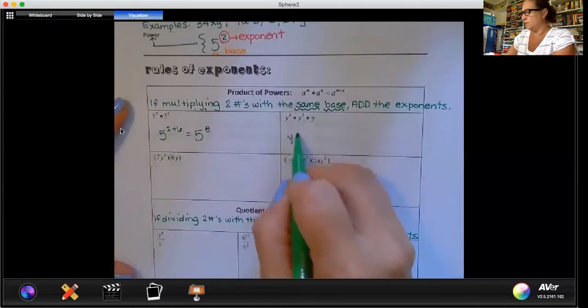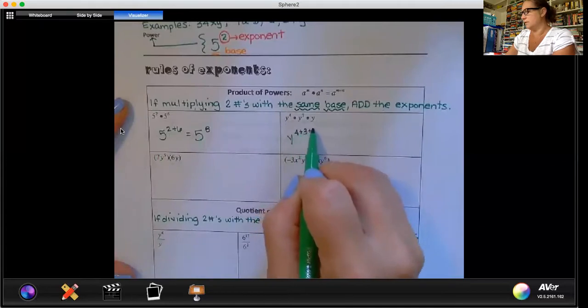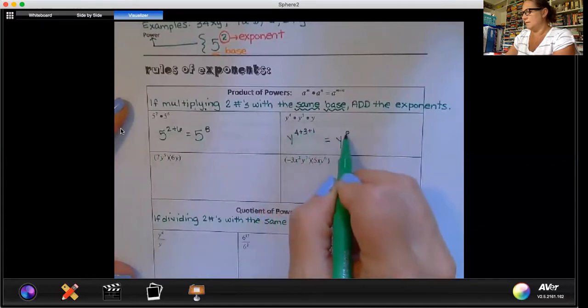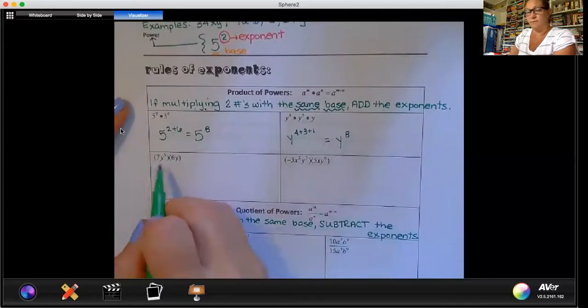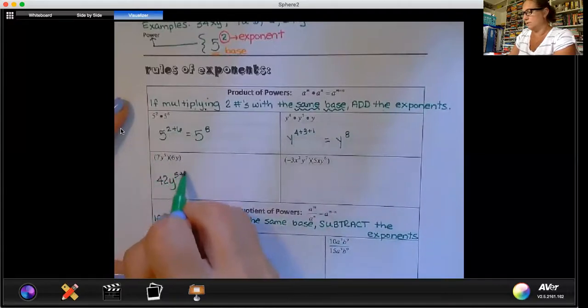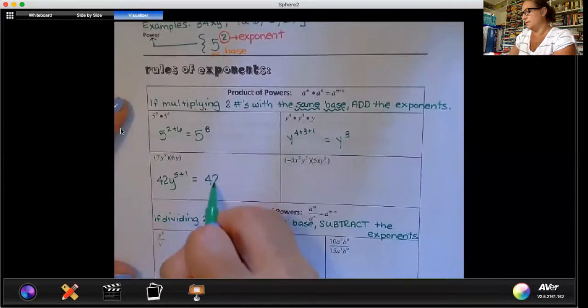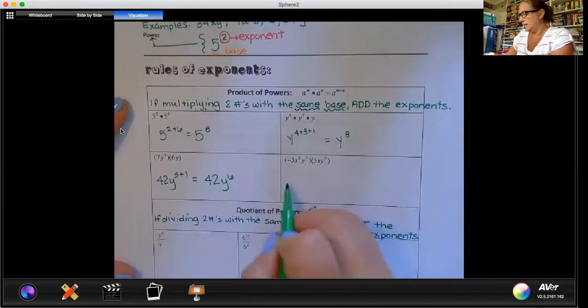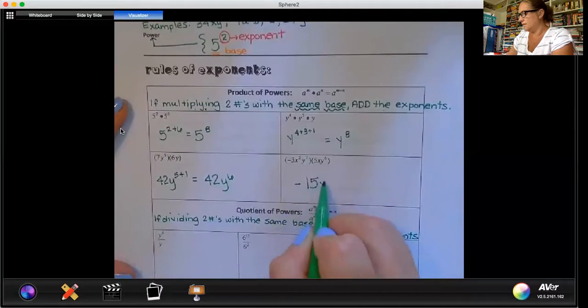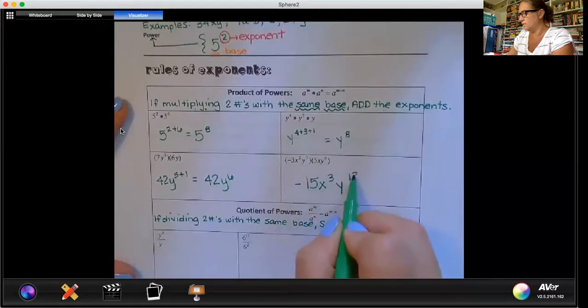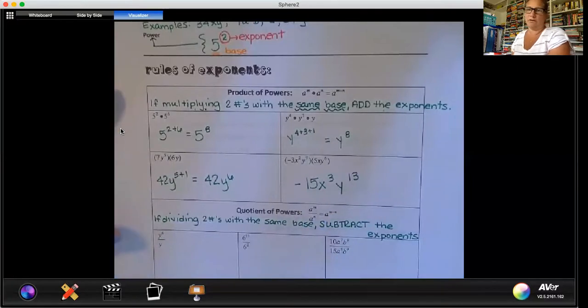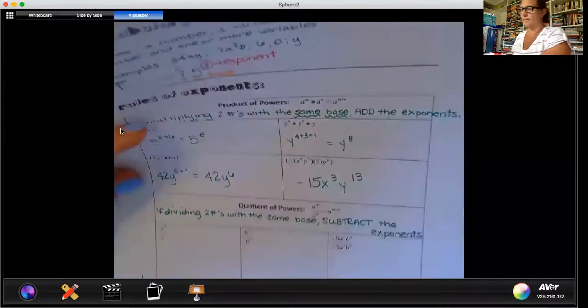Y to the 4 plus 3 plus 1 is y to the 8th. This is 42 y to the 5 plus 1, which is 42 y to the 6th. And add the exponents of like terms, so negative 15x to the 3rd, y to the 13th. Again, this is all review, so I'm going to go through this kind of quickly.